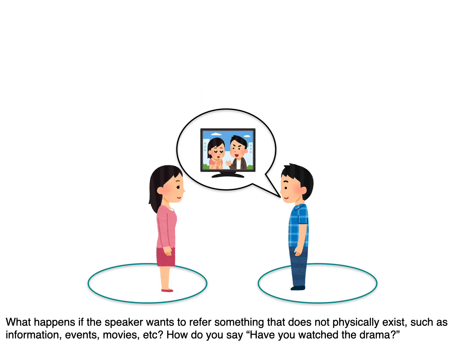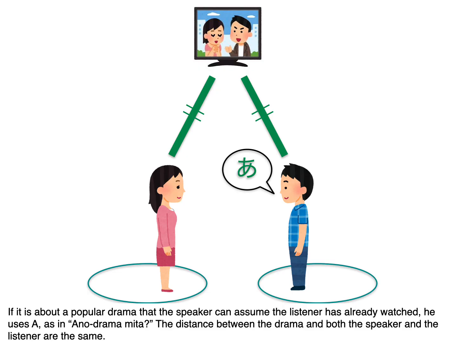What happens if the speaker wants to refer to something that does not physically exist, such as information, events, movies? How do you say, have you watched the drama? If it's about the popular drama that the speaker can assume the listener has already watched, he uses あ as in あのドラマ見た? The distance between the drama and both the speaker and the listener are the same.